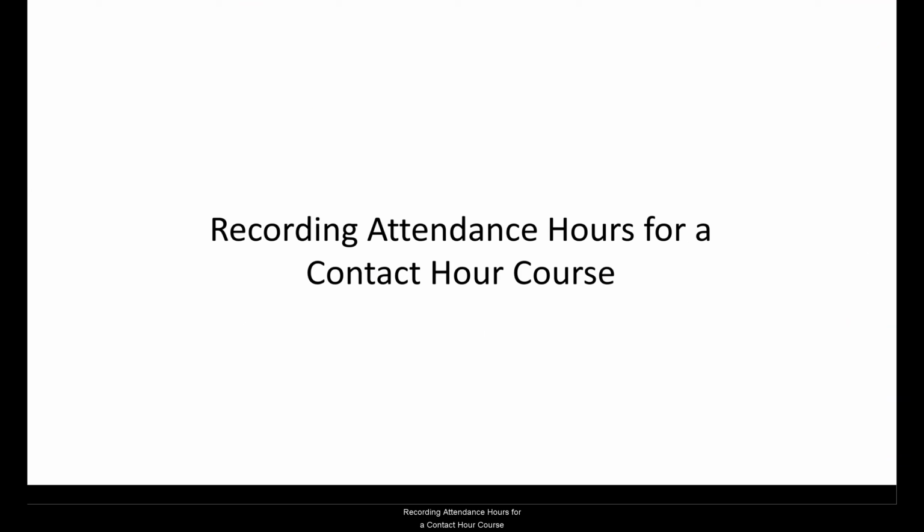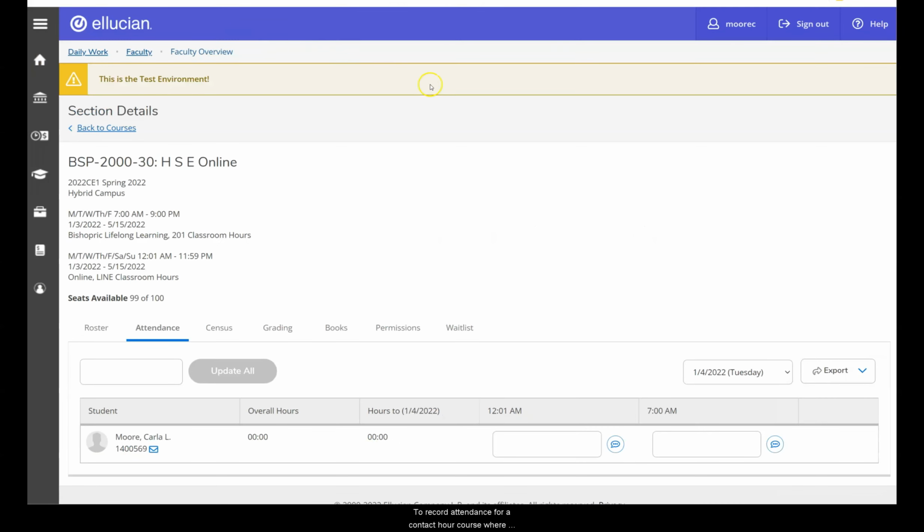However, keep in mind, comments are visible to the student. Recording attendance hours for a contact hour course. To record attendance for a contact hour course, where you enter the number of hours the student is in class, go to Select Date. And for each meeting time, you must enter the number of hours and minutes the student attended.